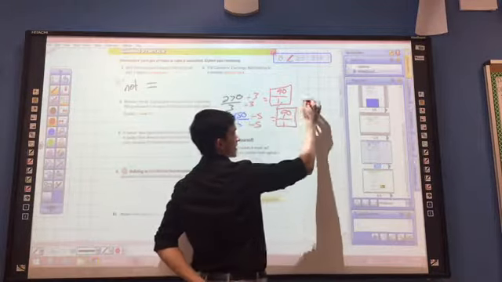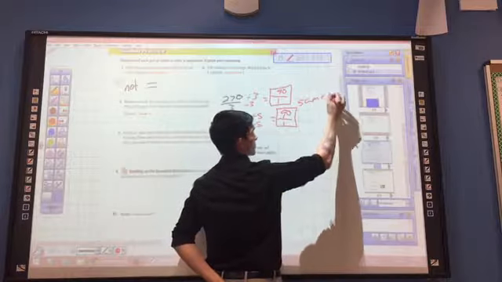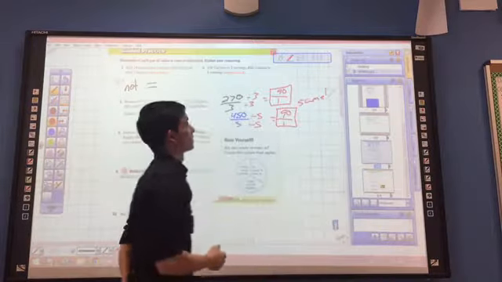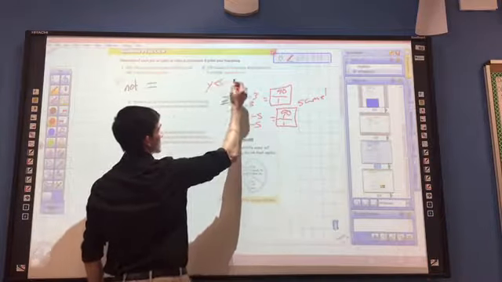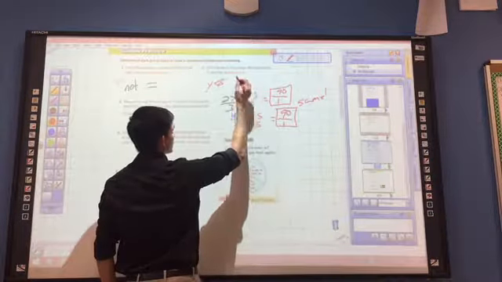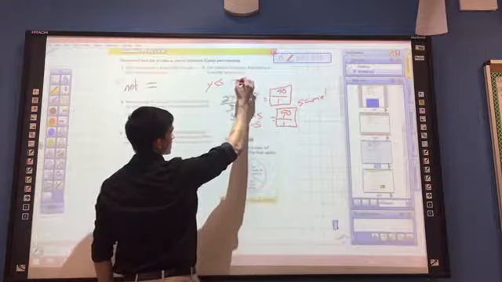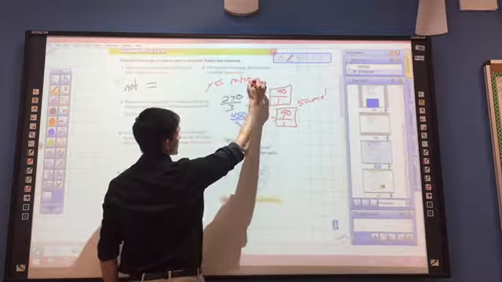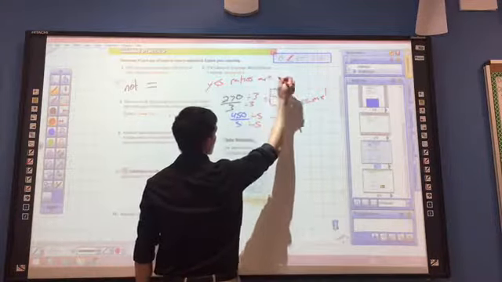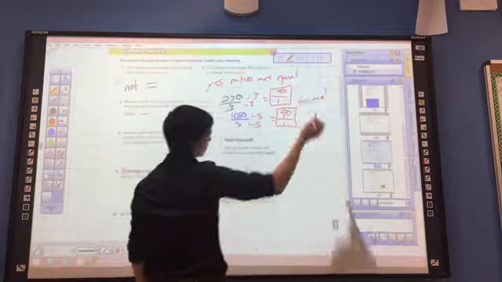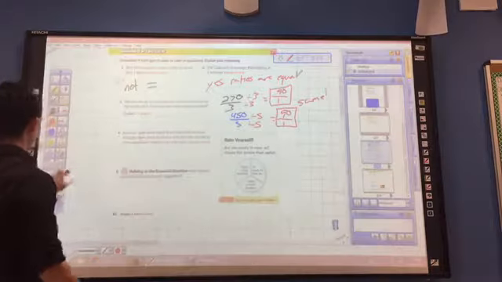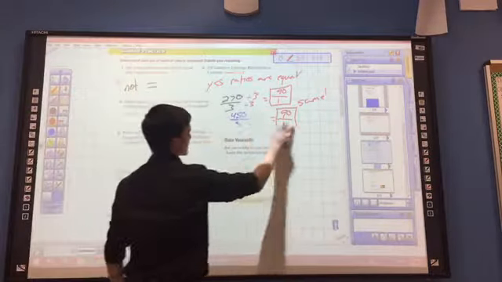Now, that's the same. Those are the same, which means yes. The ratios are equal, or you could write out the whole word, equivalent. All right, next.